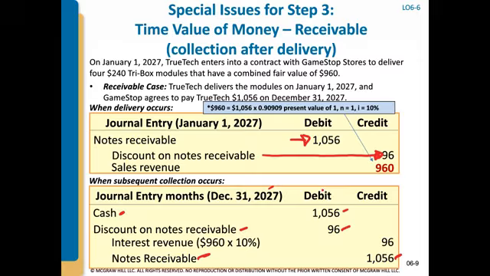And then TrueTech will actually recognize interest revenue equal to the carrying value of that note, which was the total note less the discount, which is $960, times 10%. So they're going to recognize interest revenue for $96. And that's because essentially the difference between the value of the modules of $960 and the $1,056 that they receive is interest revenue, because they've essentially loaned GameStop $960, and then they're going to get $1,056 back. So that difference is interest revenue.